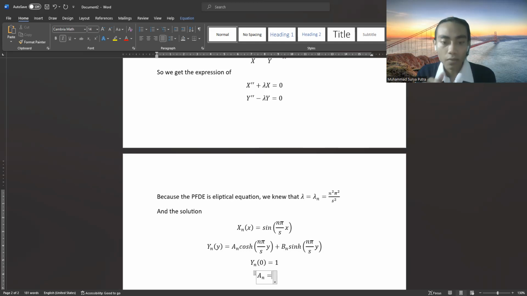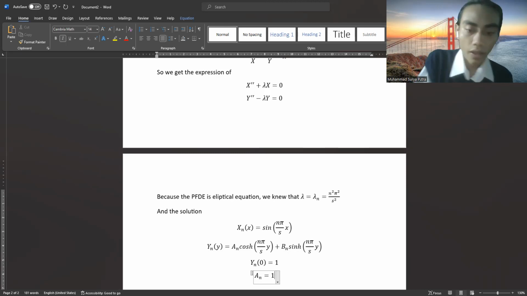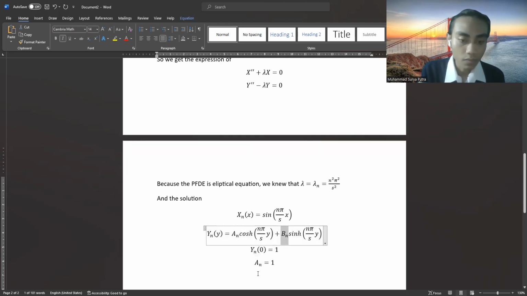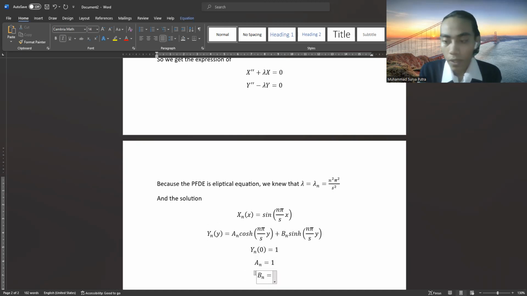Because of this cosh of n pi y per s, when the y is 0, the cosh is not 0, but it's 1. And then of course the sin y is 0, so the bn is also 0. This is just common sense. So the n is also 0. And then we got the bn. The bn is equal to, okay, fine.